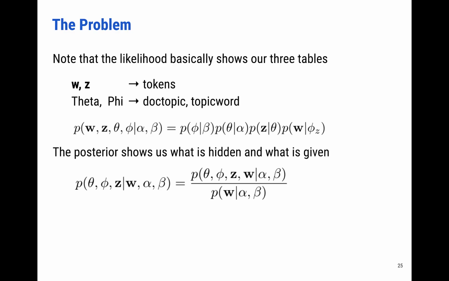Before getting into that, notice that these variables of interest correspond to our three tables that we're working with here. As I've already mentioned, we have the doc topic and topic word tables, but the W and Z variables correspond to our token table with an added column of the Z value, which is the topic assigned to each specific word. And just as I've said, the posterior here shows us what is hidden and what is given. So what's on the left is what's hidden, and what is on the right is what's given. And that's typically the case with a Bayesian problem.